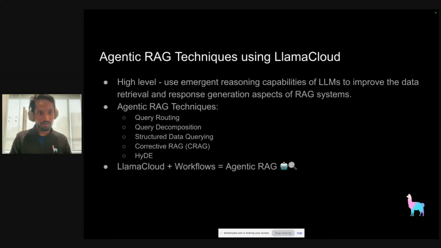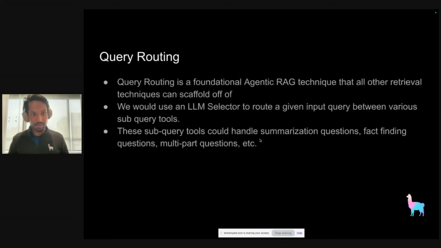I'll give you a brief overview of a few of these that are listed here. The initial one that I think makes sense is query routing, which perhaps you're familiar with if you've used LlamaIndex as well. This is really a foundational part of agentic RAG, as it sets up a framework for you to be able to add on various other agentic RAG techniques under it. Query routing is where you have an input query, and you're able to use an LLM or various other methods to select where to send that query for response generation.